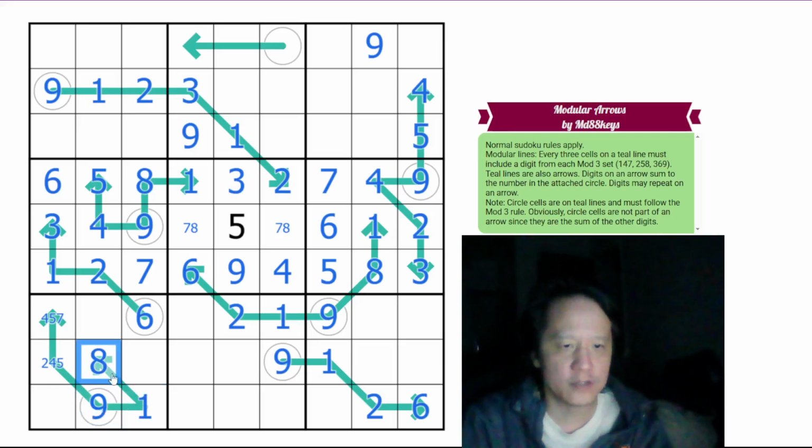This is a 2 mod 3. So this has to be 2 mod 3 here. So that's 2 and 5. This is 4 and 7 then. So either of those work.